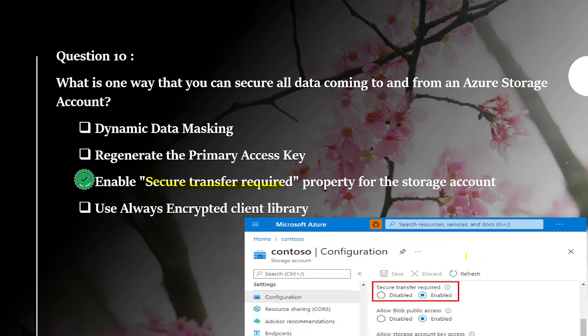Okay, just see this image. So if we enable this secure transfer required setting in Azure, then we can secure our data which is coming to or going from the Azure account.